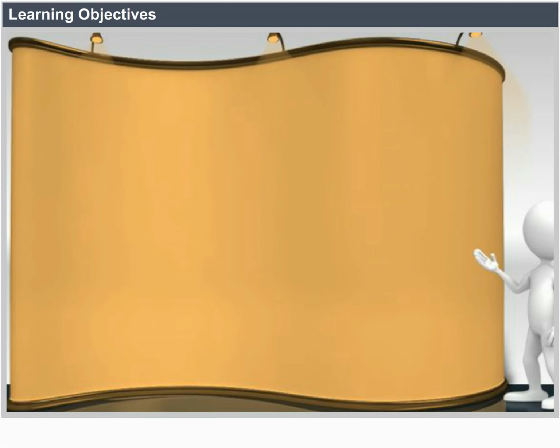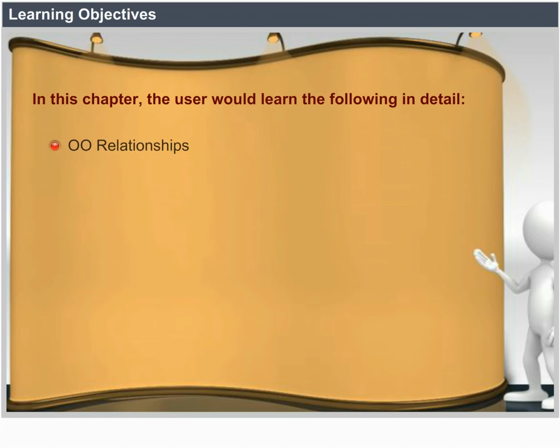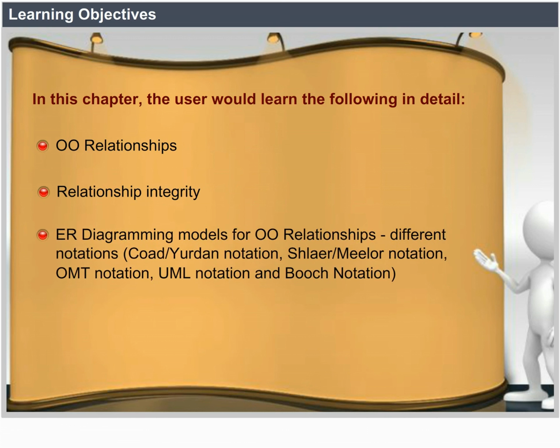Learning objectives. In this chapter, the user will learn the following in detail: object-oriented relationships, relationship integrity, and ER diagramming models for object-oriented relationships, with different notations: GOAD, UDON notation, SLAR, MELOR notation, OMD notation, UML notation, and Booch notation.